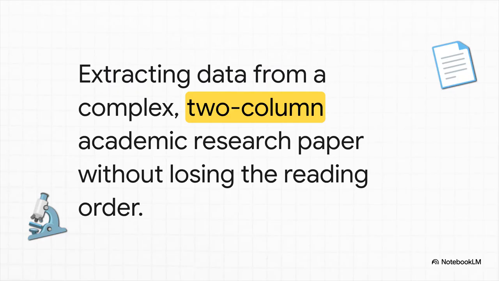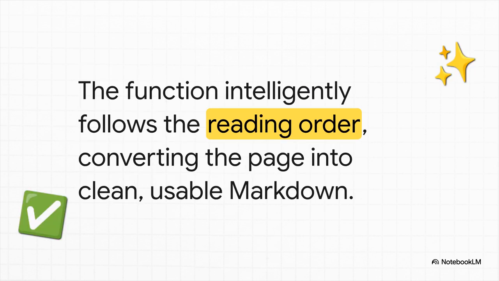Okay, that was impressive, but let's throw it a real curveball. What about an even trickier layout, like a scientific paper with multiple columns, headers, and an abstract? This is normally where traditional text extraction just completely falls apart. Incredibly, the function just figures it out. It intelligently follows the natural reading order, going from the first column to the second, and turns the entire page into clean markdown. Now, all that content is ready for summarization, search, you name it.